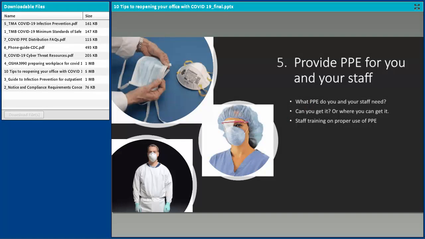Tip number 5, providing PPE for you and your staff. As we mentioned at the outset, there is a requirement that physicians or delegates are required to wear protective masks. So just looking at your staff, what are your needs for PPE? Where can you get them? How can you obtain them for your staff? And then also training your staff on proper use of PPE.